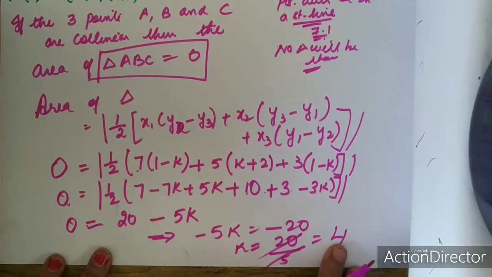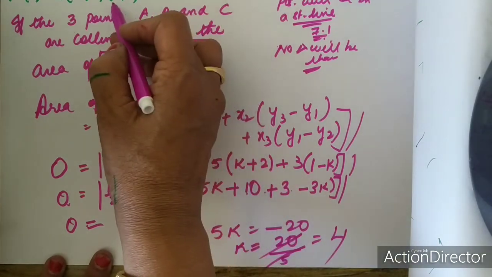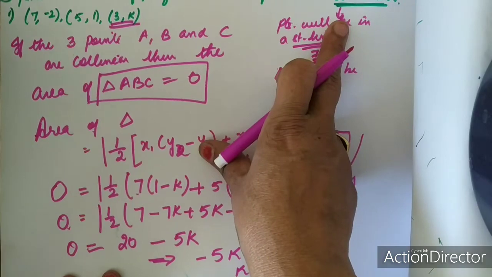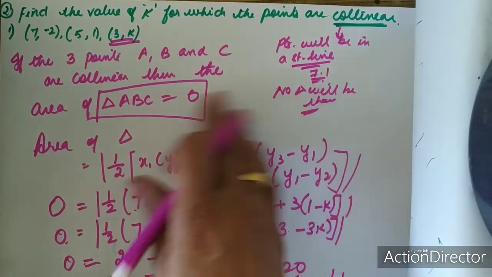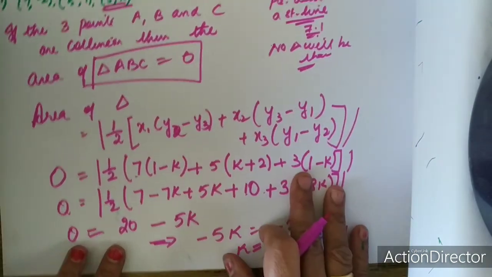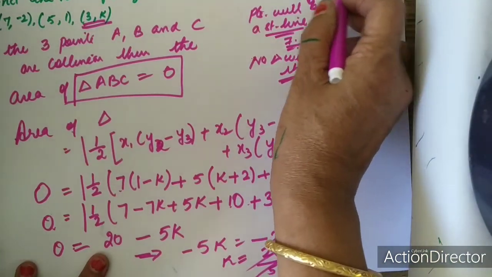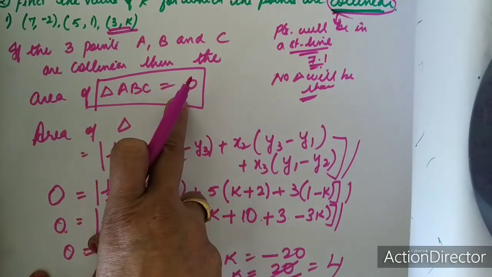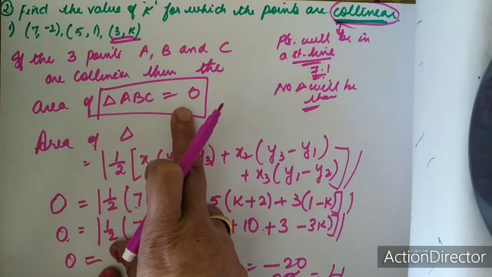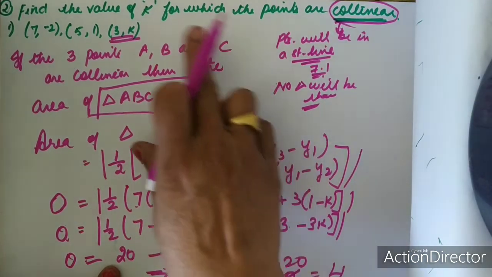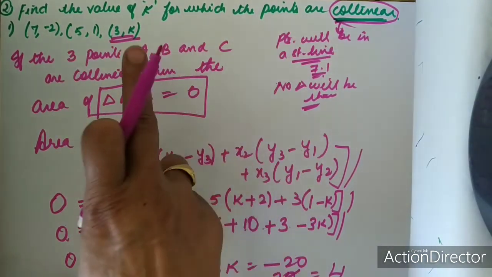If the value of k is equal to 4, then we can say the 3 points are collinear and no triangle can be formed. So the area of triangle will be equal to 0. So whenever you get the question as collinear, immediately you write area of triangle ABC is equal to 0. Even in the first exercise you have proved by distance formula, but this formula it's very easy to show that the 3 points are collinear.